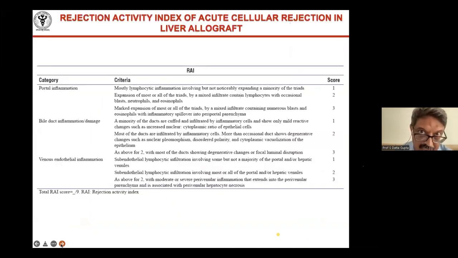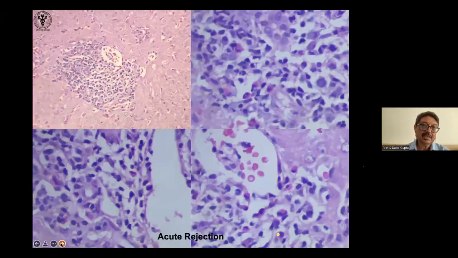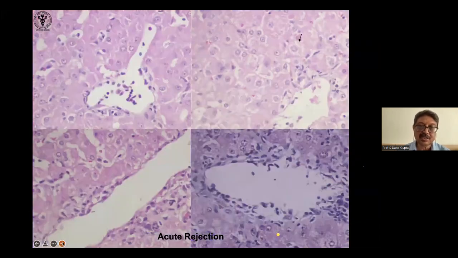There is another grading that is done, this is for rejection. And please remember, in rejection, what I wanted to show you is that not only do you have portal inflammation, you have what is called endotheliitis. These inflammatory cells literally peel off the endothelium. This could be in the centrizonal area or in the periportal venules. You also get eosinophils in acute cellular rejection.